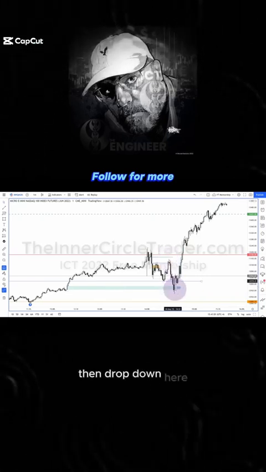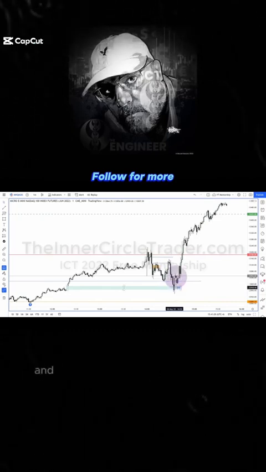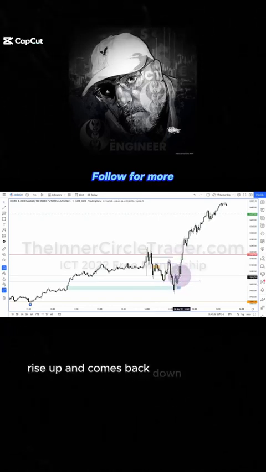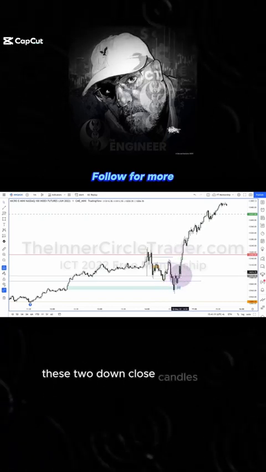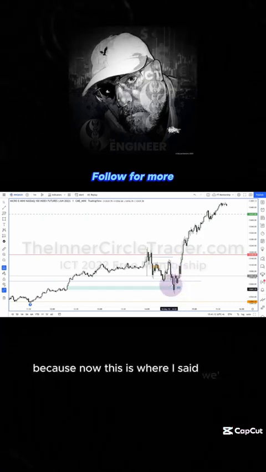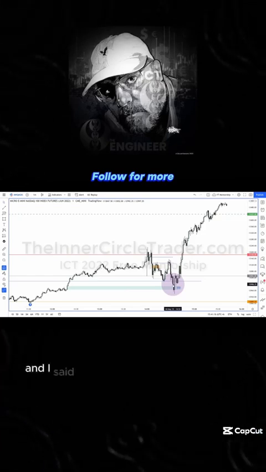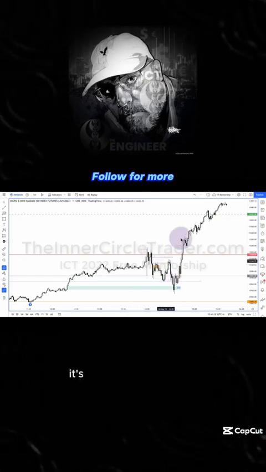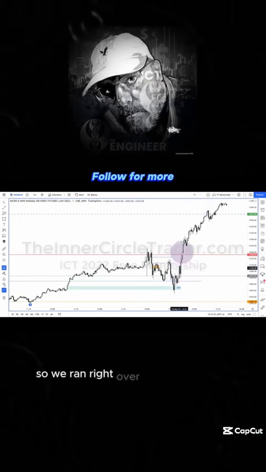It drops down here. That's a buy. You can share this here as an order block there. Lines up and it comes back down to order block. These two down close candles here. Because now this is where I said we were going to turn. And I said that we were going to run Tuesday's highs. Not sweep them like this. It's going to run them. Okay, so we ran right over the top of them here.